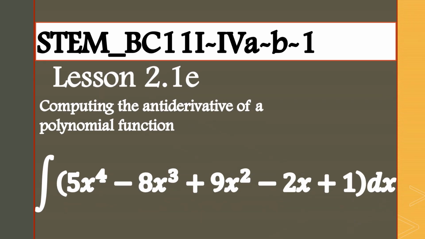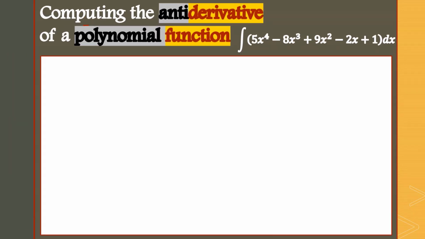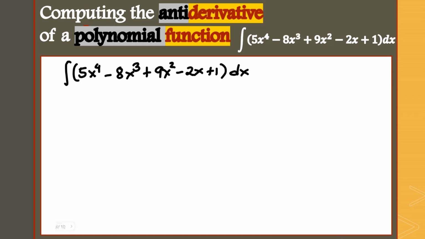Let's compute the antiderivative of this given polynomial function. So we see here that we have 5 terms for a given function. We have here the integral of 5x to the power of 4 minus 8x cubed plus 9x squared minus 2x plus 1 with respect to x.